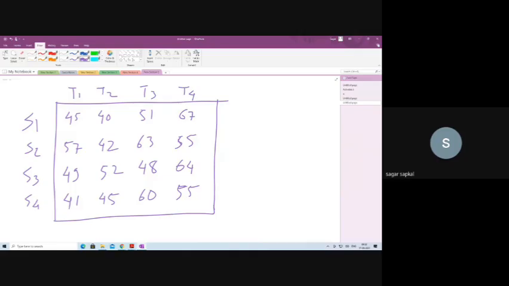Okay, now what is the first step? First step is to identify the smallest element in each row and subtract that from that particular row. Can you do this as a first step? What is the smallest element in the first row? 40. But subtract it from every element and write down.